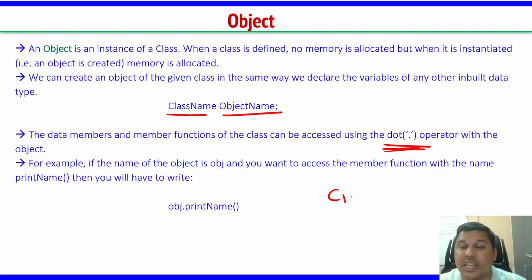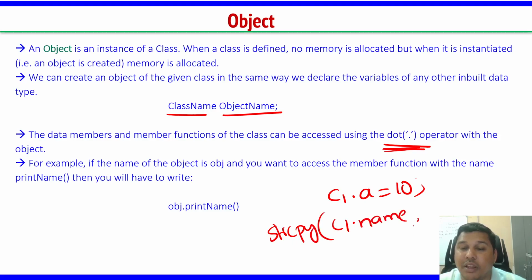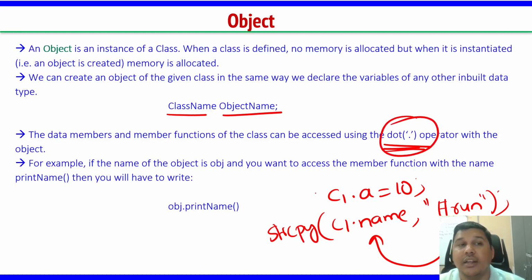You will write c1.a = 10; c1.name with strcpy, copy c1.name and, I will give some name, Arun, like this. So we are trying to copy this into this. We have already done this before, right? You already did this in structure, right? That way you have to use the dot operator to access the member variables and member functions.